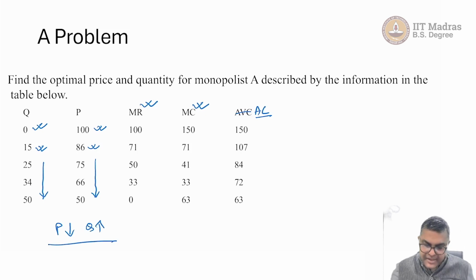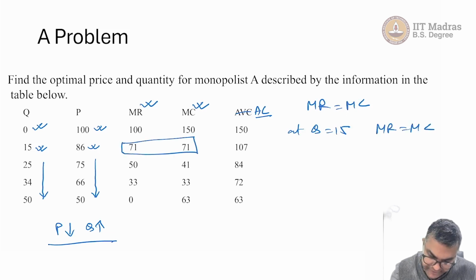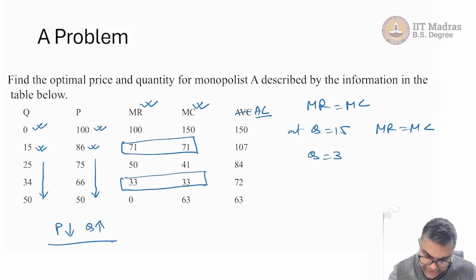Here we have MR is equal to MC. If you blindly go for MR is equal to MC, what would you get? You will get at Q equal to 15, MR is equal to MC. This is 71 and 71. But also at Q equal to 34, MR is equal to MC.